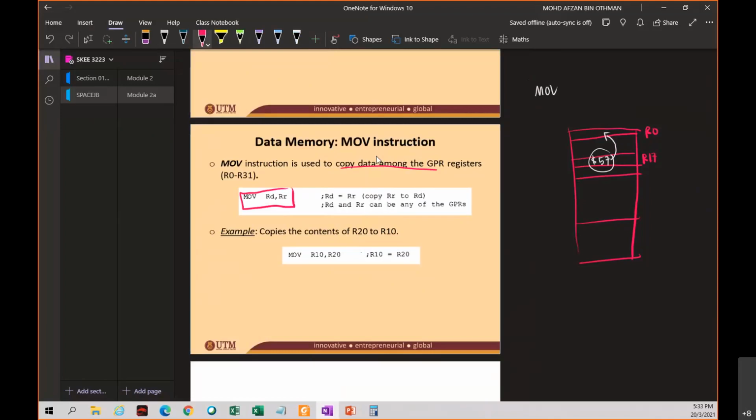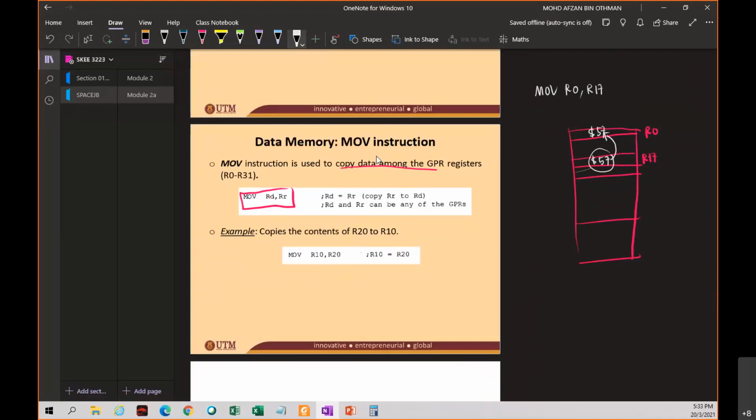MOV RD, RR. So what happened here? RD is the destination, RR is your source. Okay, since this one here, kita nak copy daripada R17 masuk ke R0. R0 lah, and our source is from R17. So what happened? After you execute this line here, 57 sudah di copy ke dalam R0. Value dalam R17 masih lagi ada ke tak? Masih lagi remain. Okay, dia tak berubah. Masih lagi ada 57.